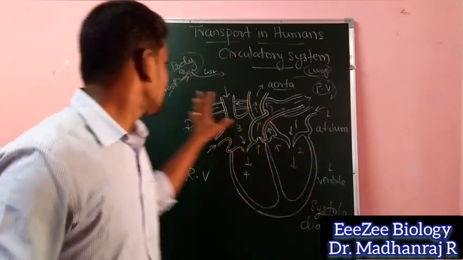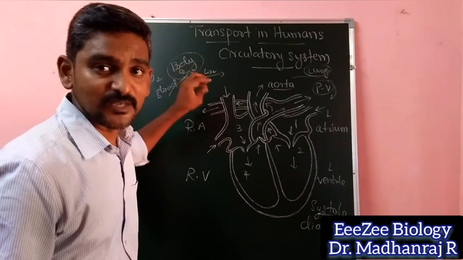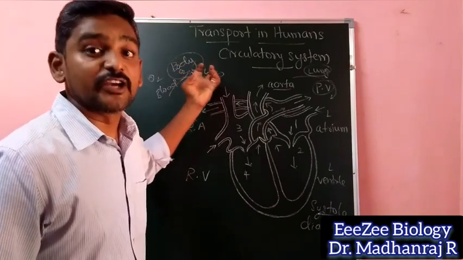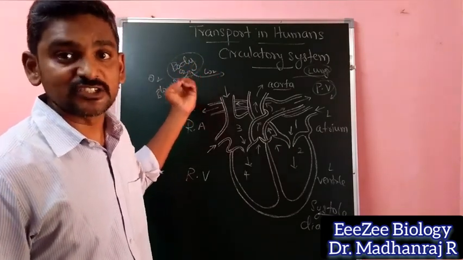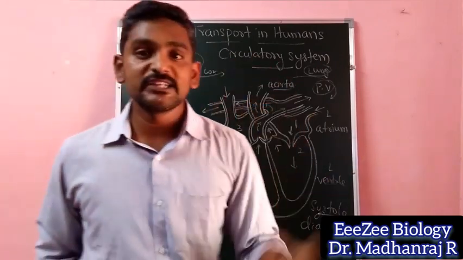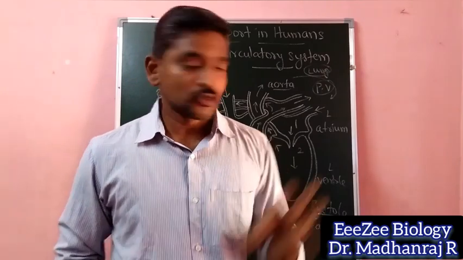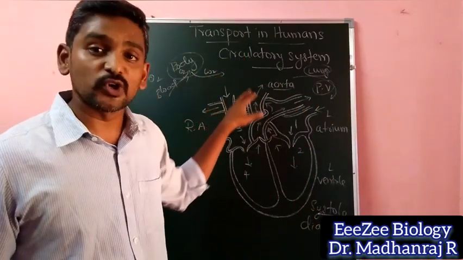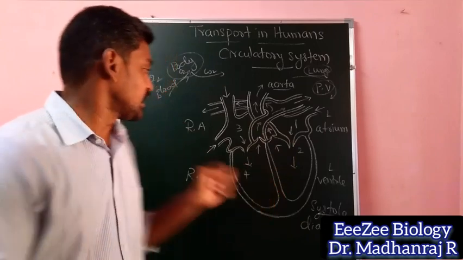Similarly, the blood goes to the body cells and supplies oxygen there. It takes up the carbon dioxide produced as a result of respiration, and this carbon dioxide-rich blood is called deoxygenated blood. This blood will be transported back to the heart. Through which way? You can see here.